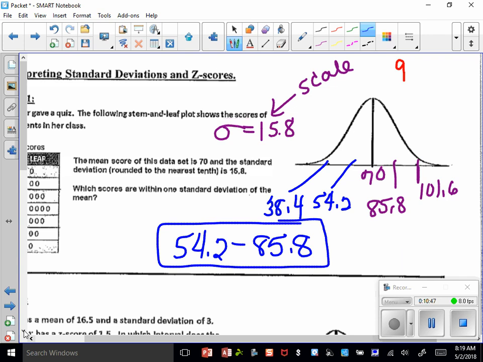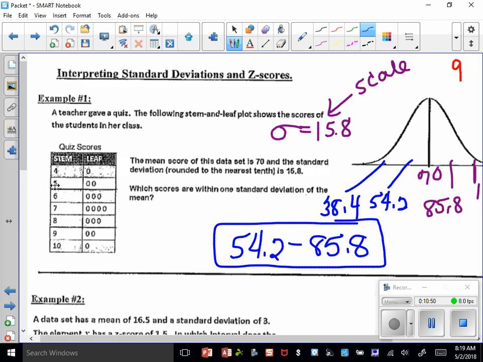So you need to tell me how many scores would fall within this range here. Okay, so let's take a look. Can I count any of the 50s? No, because it's not 54. So I'm going to start with the 60s. So I have 1, 2, 3 here. How many 70s do I have? 1, 2, so that's 7. I can count the 80s. 8, 9, 10. Can I count the 90s? No. So how many scores fall within one standard deviation? 10. And that's how you would figure that out.